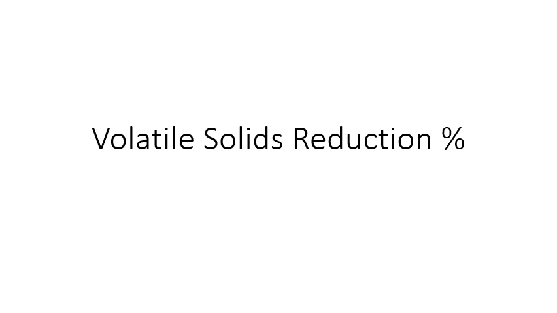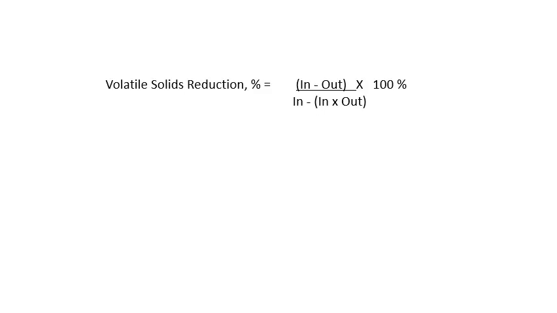Hopefully it helps you. The formula for volatile solids reduction percent is in minus out divided by in minus in times out times 100%. This formula is off the state of Florida formula sheet they give you when you take an exam. As always, I suggest if your state provides you with a formula sheet that you get it and get familiar with it while practicing this, so when it comes time to take your exam, you know where to find things.